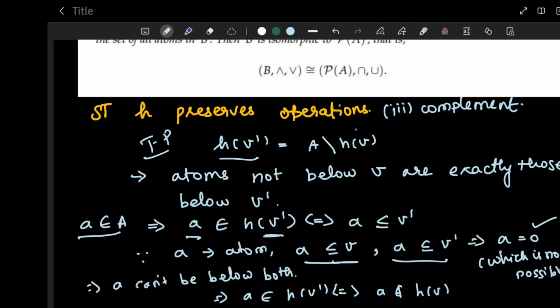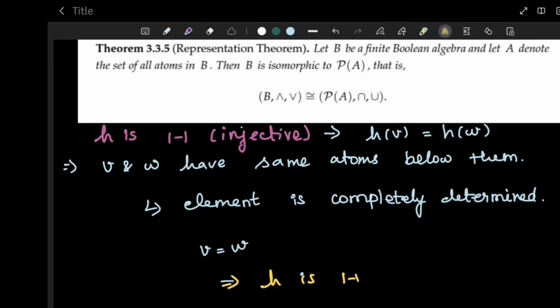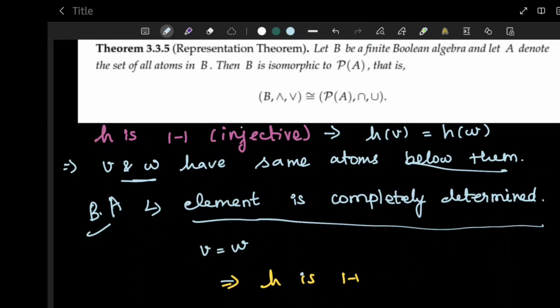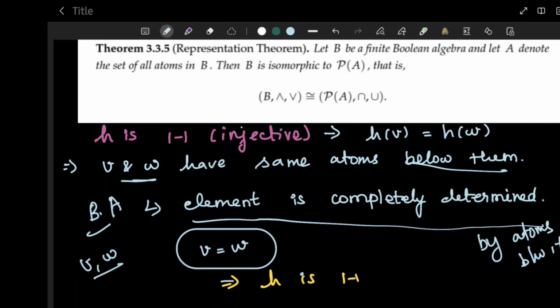Next, we want to show that H is 1 to 1, that is injective. To prove that H is 1 to 1, that is injective, we are assuming that H of V is equal to H of W. That means both V and W have same atoms below them. But in Boolean algebra, an element is completely determined by the atoms below it. So, if the atoms are below both V and W, then V is equal to W. This means H is injective, that is 1 to 1.